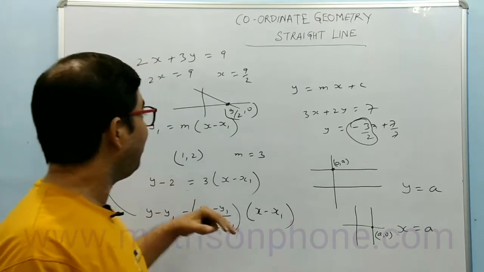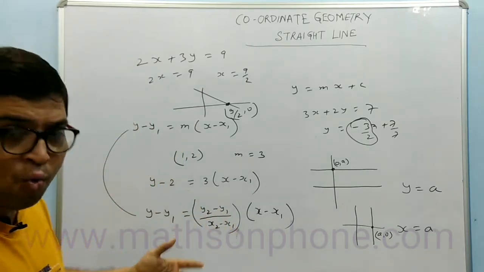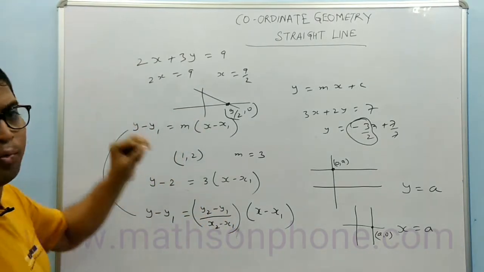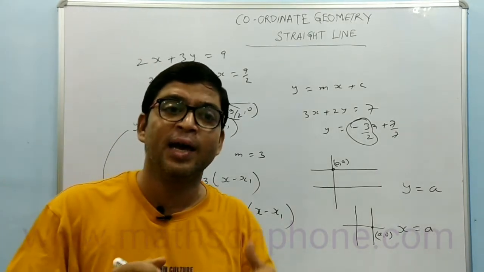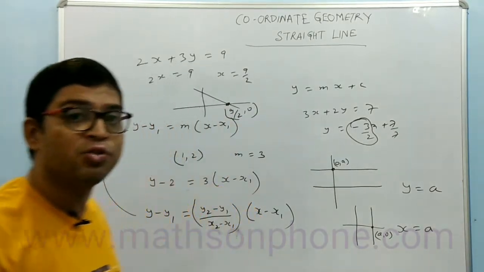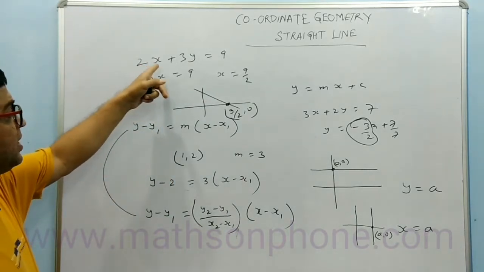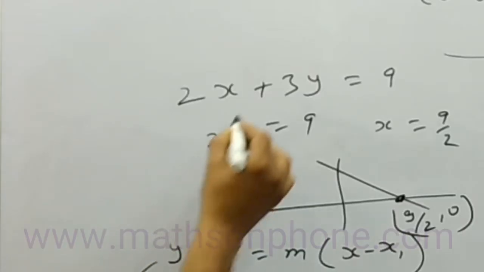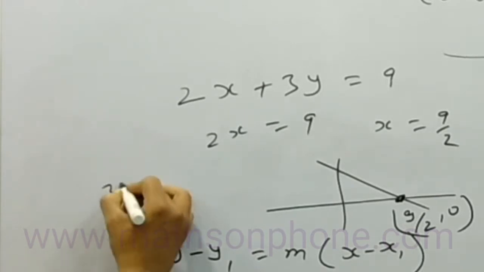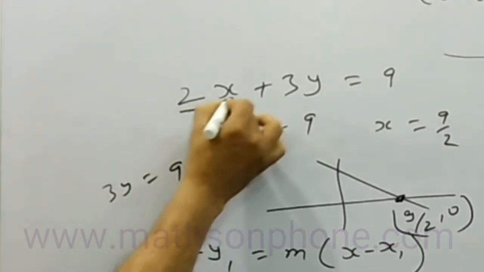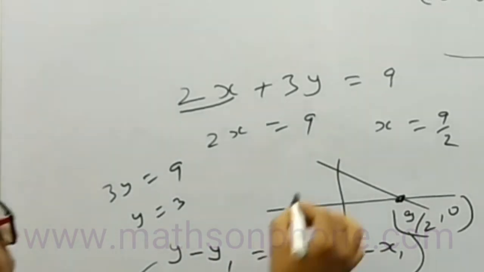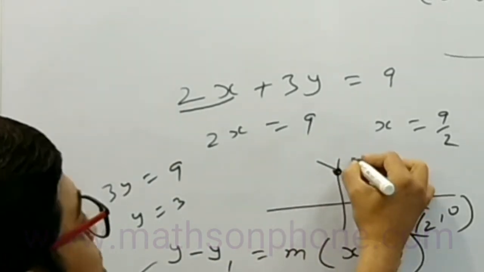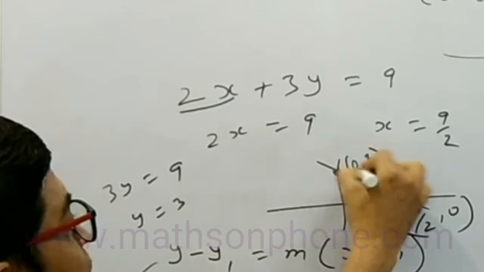Now if we have to find where it is cutting y-axis, we have to put x is equal to 0, because any point on y-axis bearing the x coordinate equal to 0. So if I put x is equal to 0, y is coming out to be 3. 3y is equal to 9. On putting x is equal to 0, y is 3. So point on y-axis will be 0, 3.